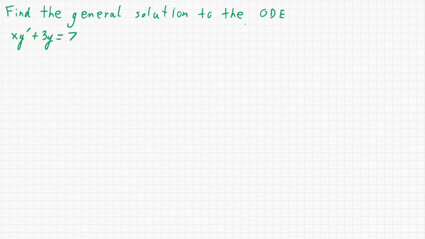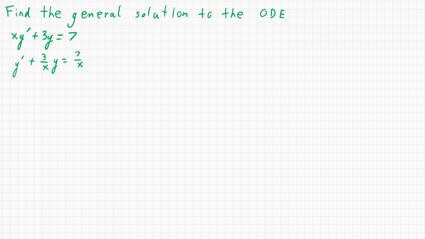Find the general solution to the ordinary differential equation. So we have xy prime plus 3y is equal to 7. The first thing we need to do is get it into the right format, so we'll divide everything by x and get y prime by itself. So I want y prime plus 3 over x, y equals 7 over x.